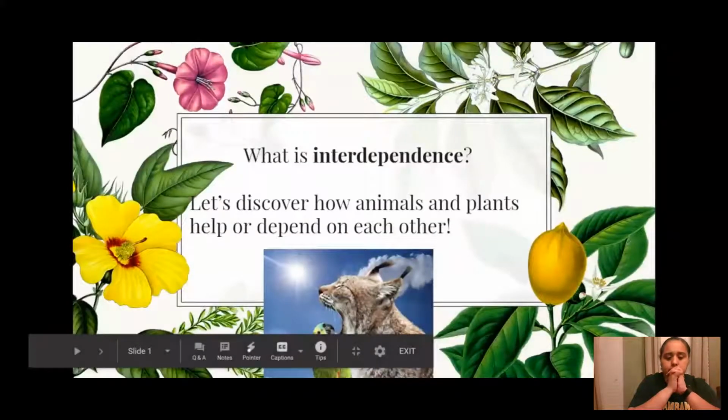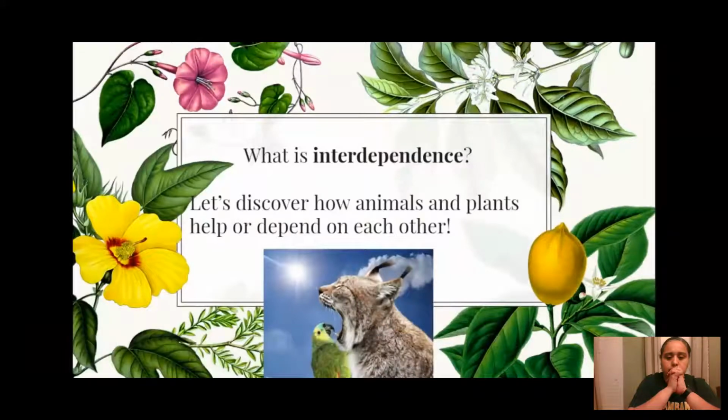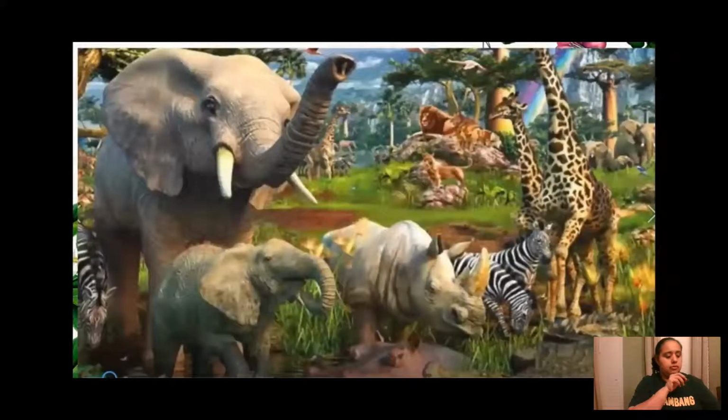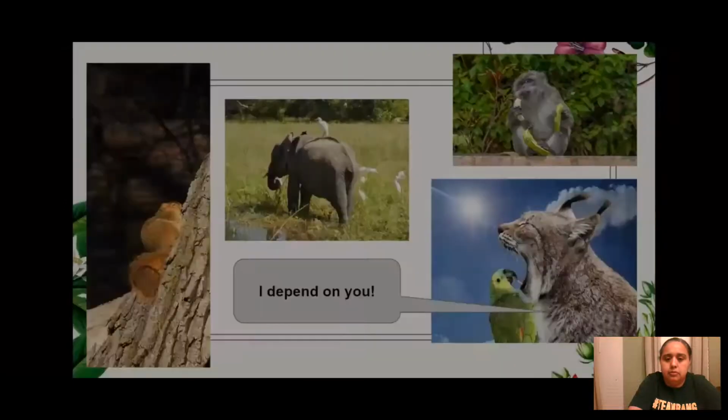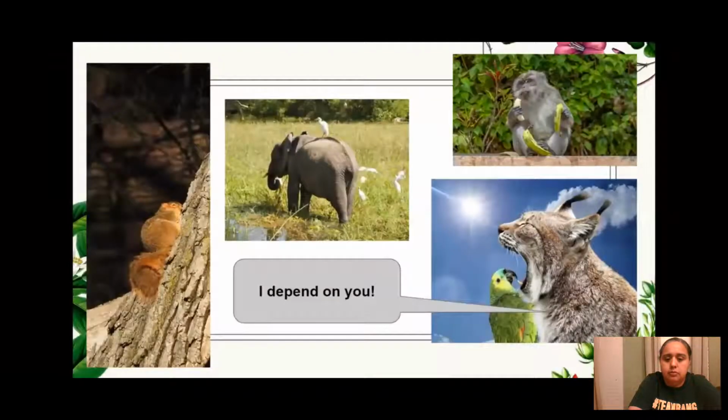What is interdependence? Let's discover how animals and plants help or depend on each other. In many places around the world, animals and plants have different jobs to make living in the same place possible. Interdependence is how an organism depends on another organism to meet their basic needs for food or shelter.